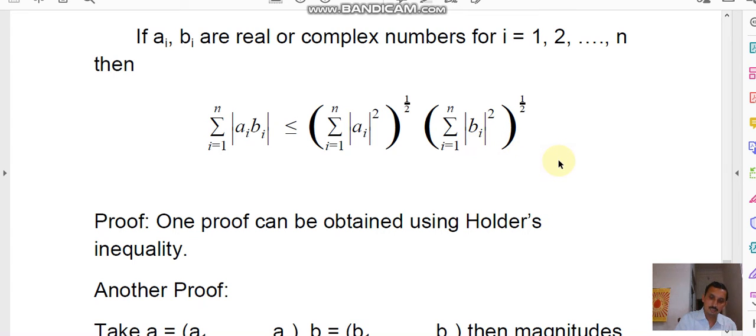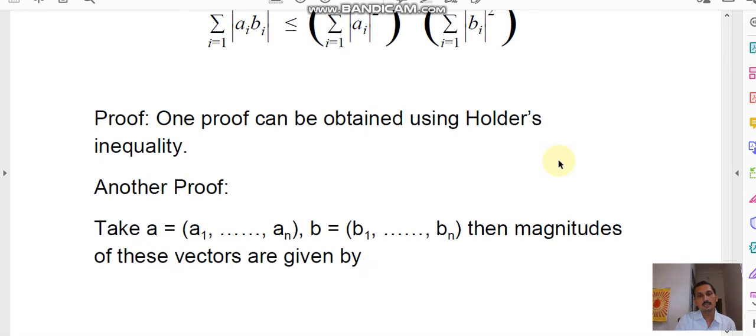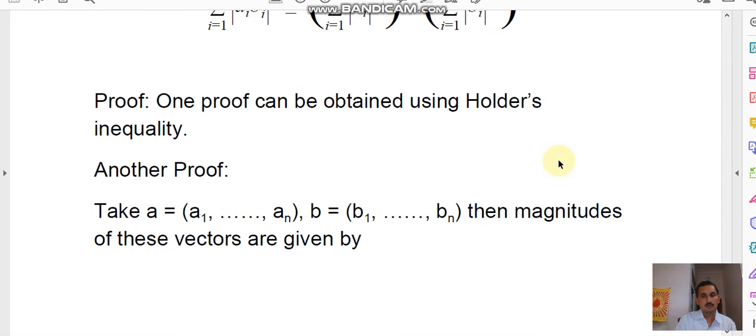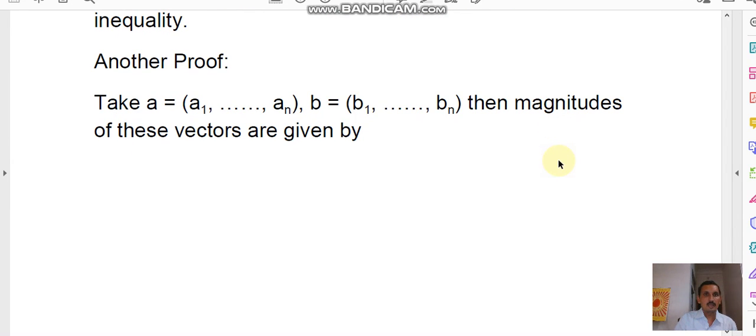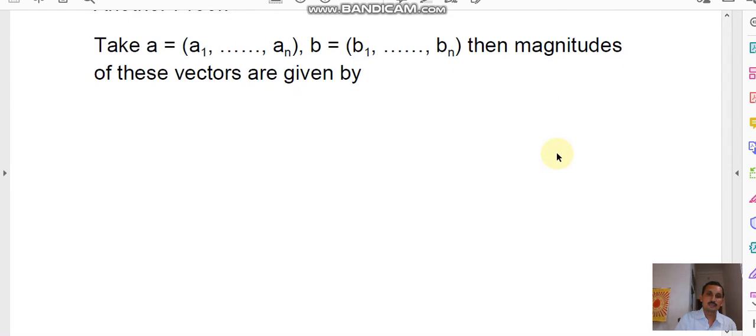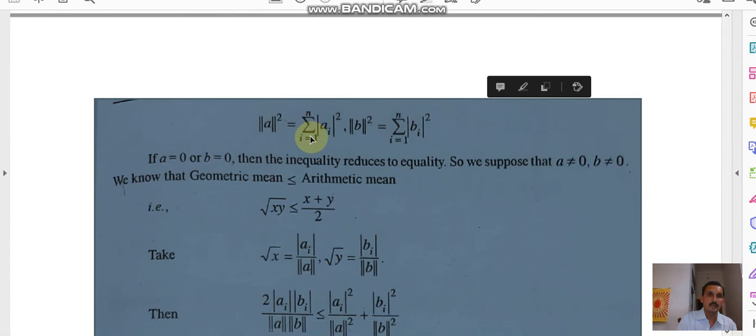Here this inequality can be proved in two ways. The first is using the Holder inequality, if we replace a_i and b_i by certain quantities, and the other proof is by using algebra. We take A equal to (a_1, a_2, ..., a_n) and B equal to (b_1, b_2, ..., b_n). Then the magnitudes of these vectors are defined as norm A squared equal to summation i equal to 1 to n of a_i squared, and norm B squared equal to summation i equal to 1 to n of modulus b_i squared.